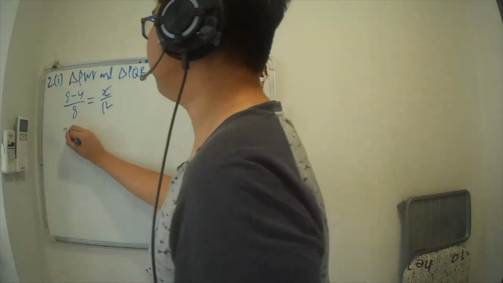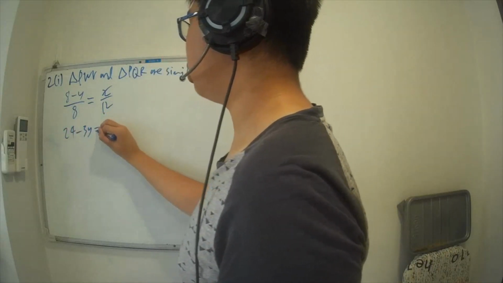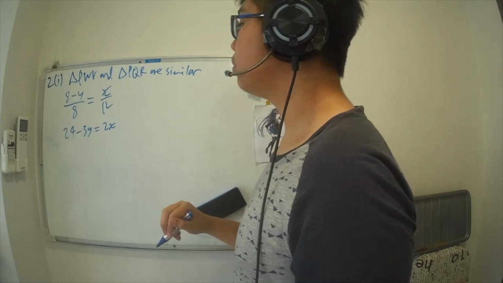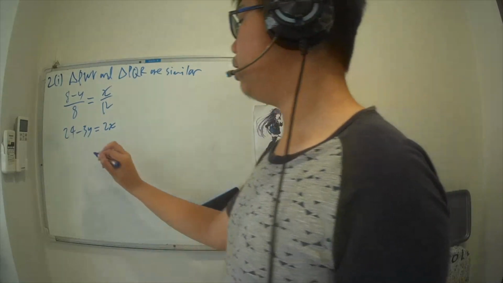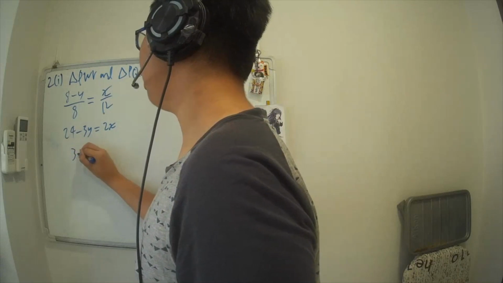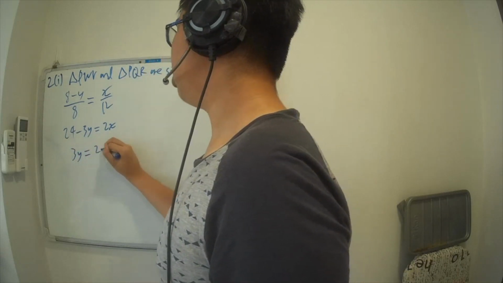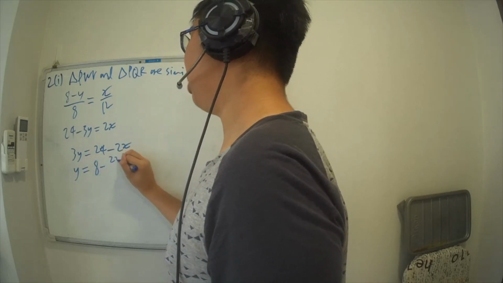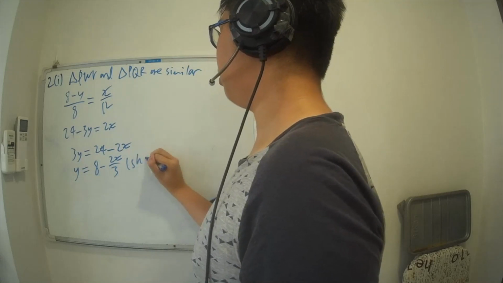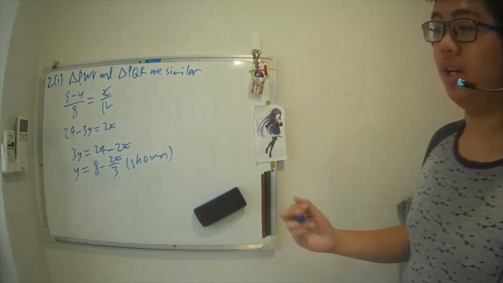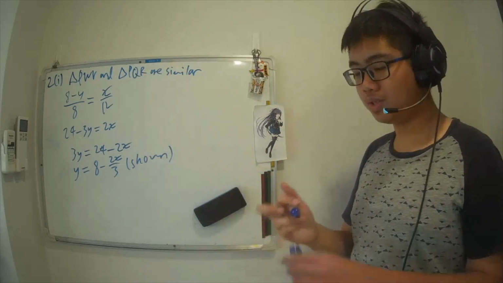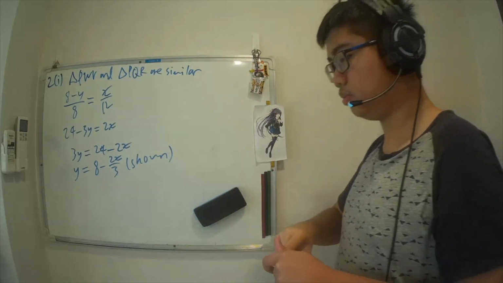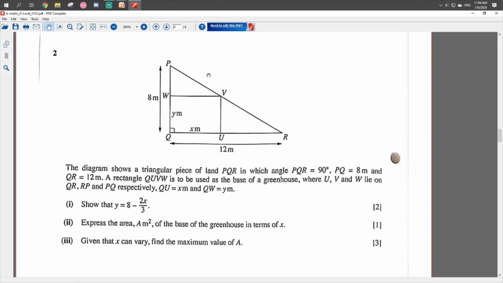So yes, now we're going to multiply throughout so we can solve this, right? So we have 24 minus 3y is equal to 2x. So therefore 3y is equal to 24 minus 2x. So therefore, y is equal to 8 minus 2x over 3. Okay? So this is how you show it by considering the similar triangles. I will clear the board for the next part because even if you can't do part 1, you can still do the next 2 parts.